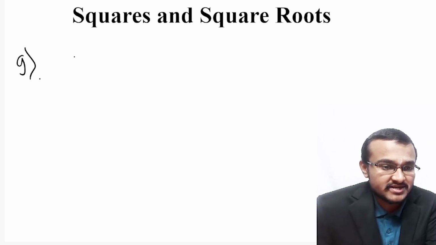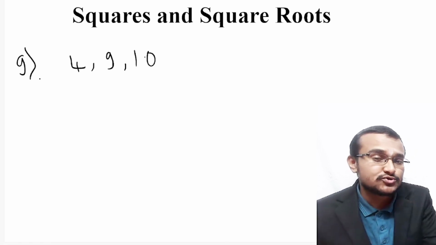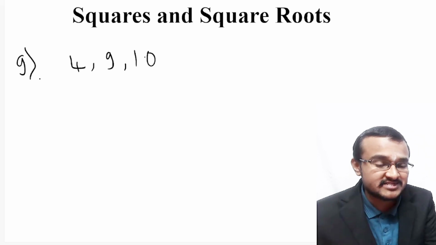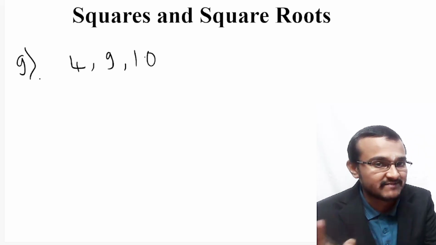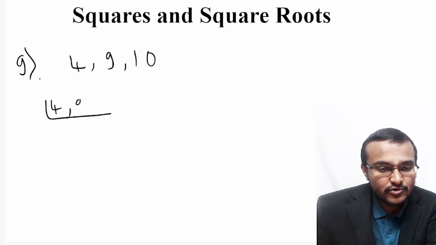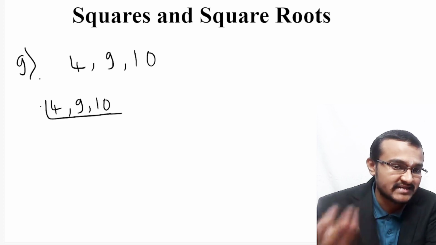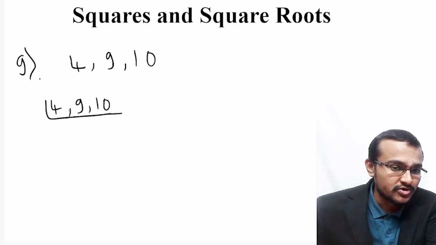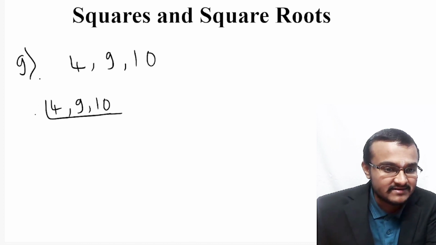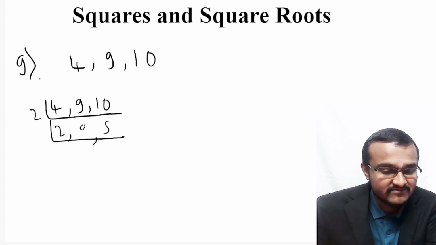Coming to the 9th question, they have given 3 numbers: 4, 9, 10. You should find the smallest perfect square which is divisible by all 3 numbers, 4, 9 and 10. For this you can take the LCM of 4, 9 and 10 and calculate which is the leftover number that you can multiply. So here 4, 9, 10, if you go on taking the LCM, this will go with 2. 2 2s are 4, 2 5s are 10, 9 will not go with 2. So 9 will remain like that.